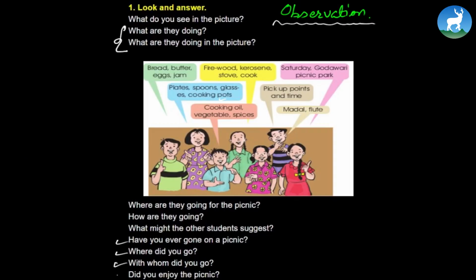Did you enjoy the picnic? Again, entirely a personal question. Yes, I enjoyed the picnic. Do give a good reason why you think you enjoyed the picnic or why you did not enjoy the picnic. So make sure to give a good reason.